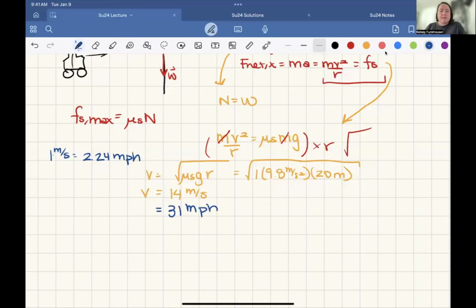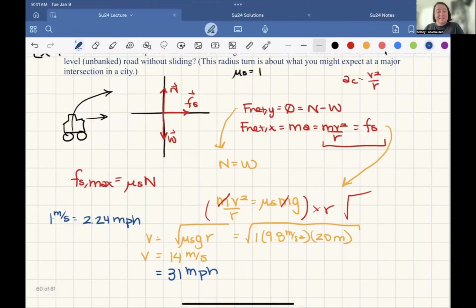So just so you have something to compare that to, which makes sense. That's between like 25 and 40, which is usually what off ramps and things are listed at for recommended speed. So that's where it comes from.